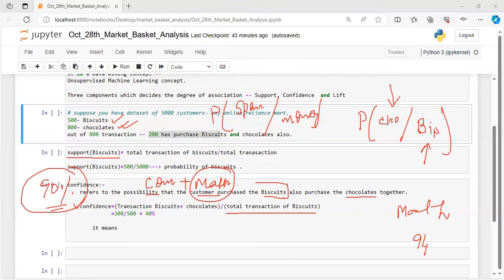You can change the statement: what is the probability that a person will buy biscuit if the chocolate is already purchased? So naturally it will come into the denominator. But these two values are not the same. Please remember, this and this will be different, entirely different things.